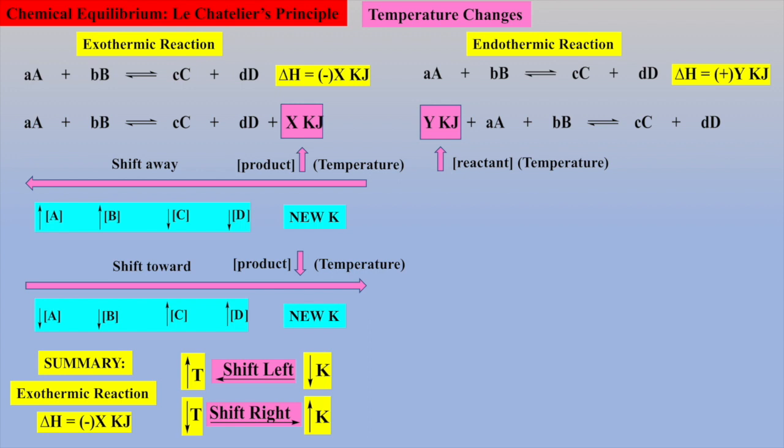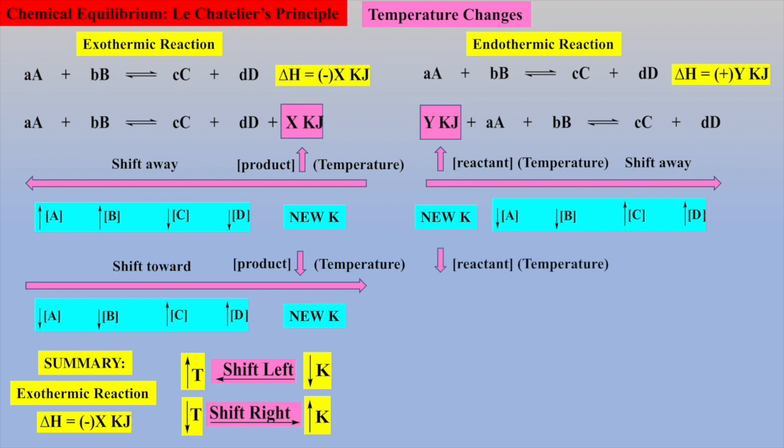For an endothermic reaction, if temperature is increased, there will be a shift to the right, changing the concentrations, and a new larger equilibrium constant will be obtained. If temperature is decreased, there will be a shift to the left, changing the concentrations, which affords a new, smaller equilibrium constant.